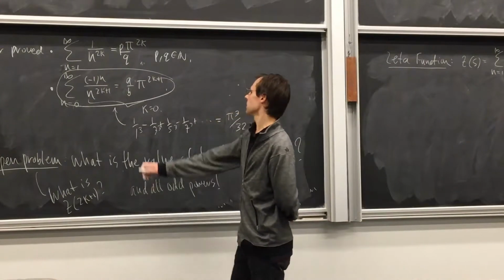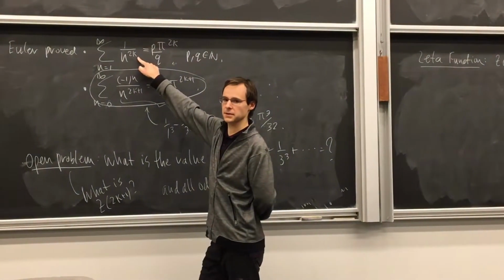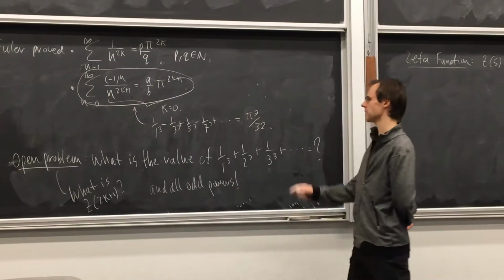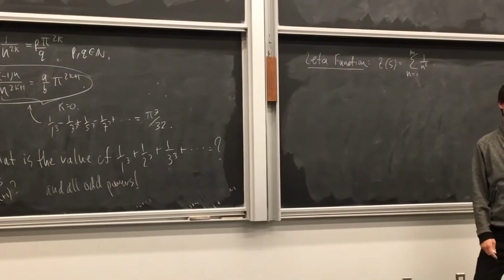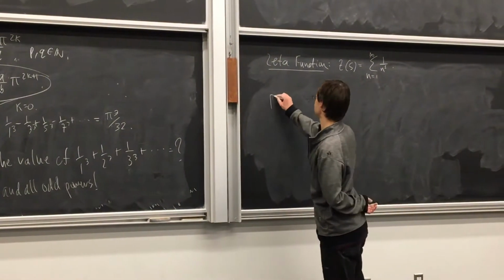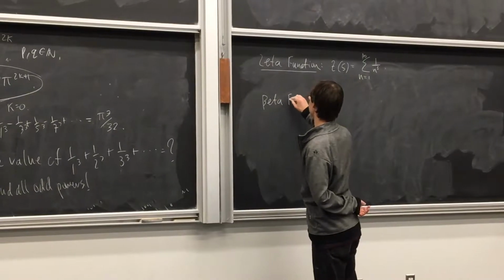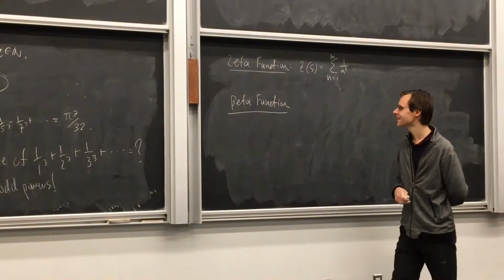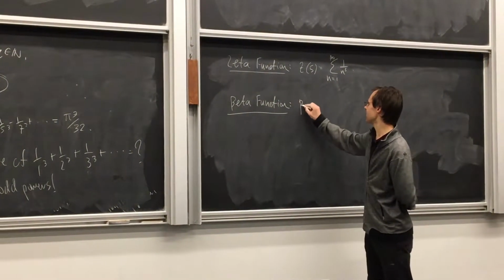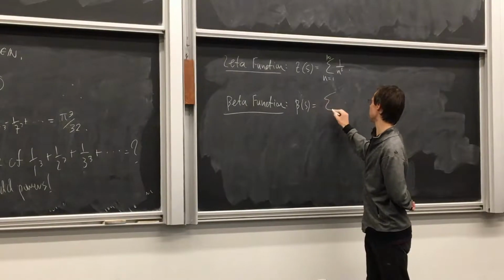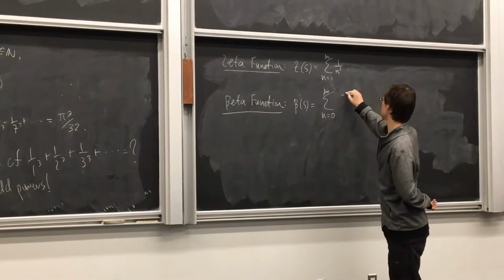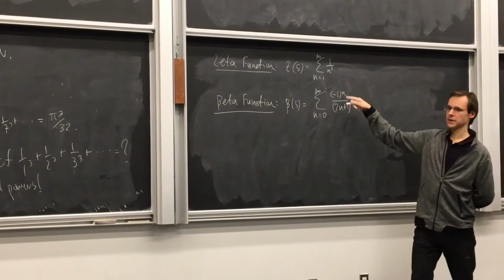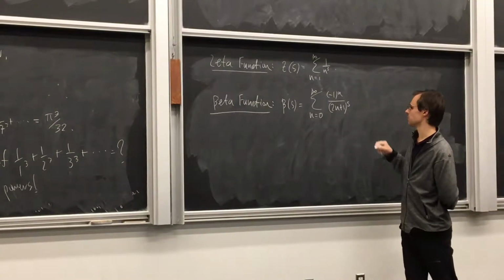Here we don't know the odd power cases. Here we know the odd power cases, but we don't know the even power cases. So that function with the alternating odd powers is called the beta function, and the b in the beta is a beta. Beta function, written like this: beta of s equals the sum from n equals 0 to infinity of negative 1 to the n, over 2n plus 1 to the s. So this just generates the alternating odd numbers, and the exponent here is s.